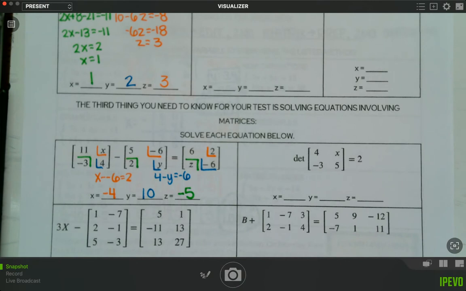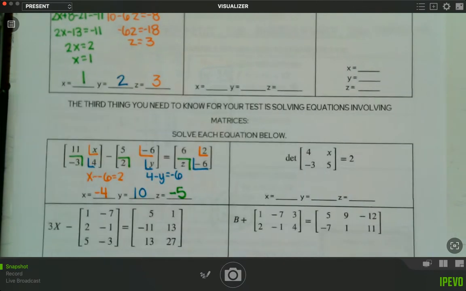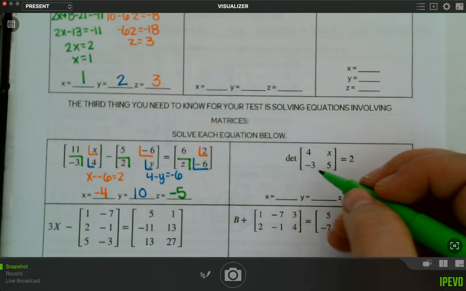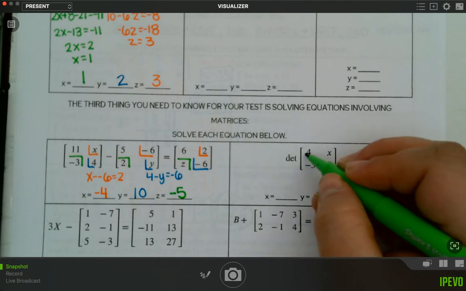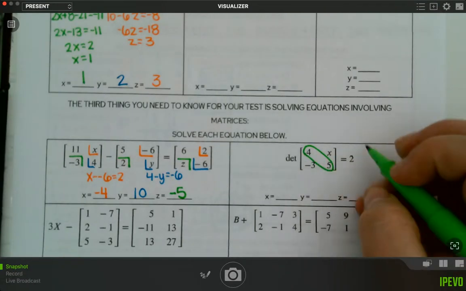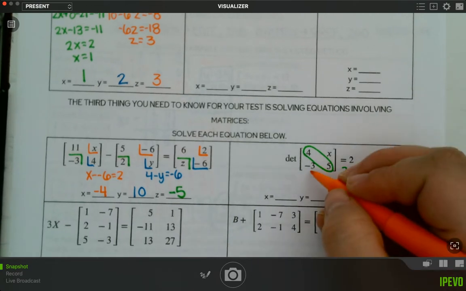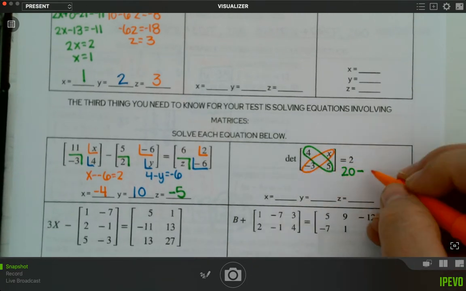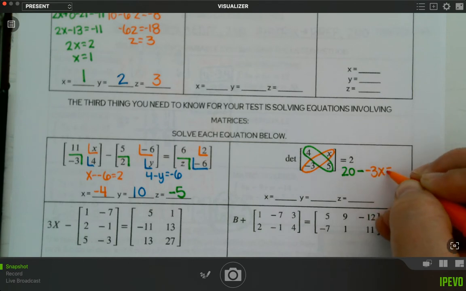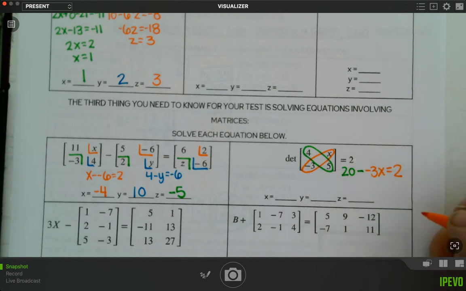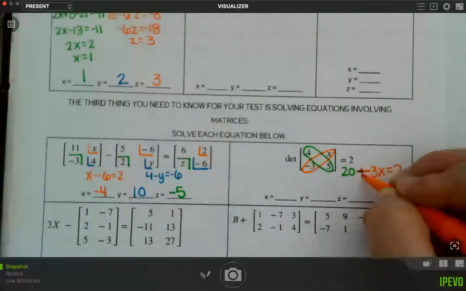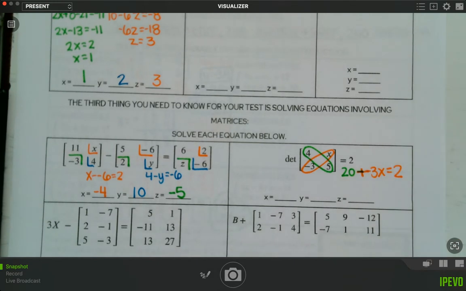Okay? And then over here, just make sure you find the determinant like normal. So this will be 20 minus negative 3x equals 2. Don't forget that you just find the determinant like normal. Now I'm going to go ahead and make this a plus because it's minus a negative. So subtract the 20 to the other side and divide by 3.